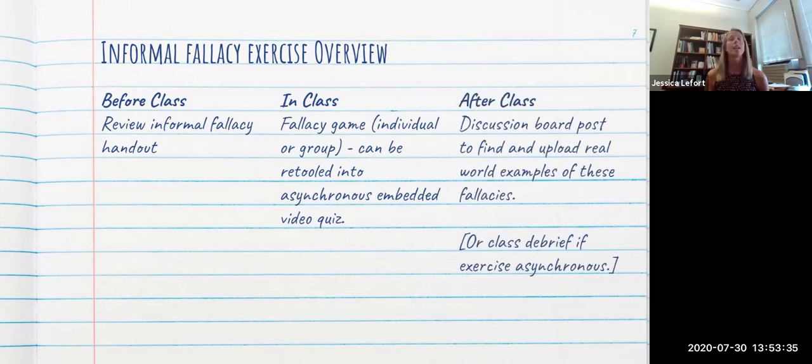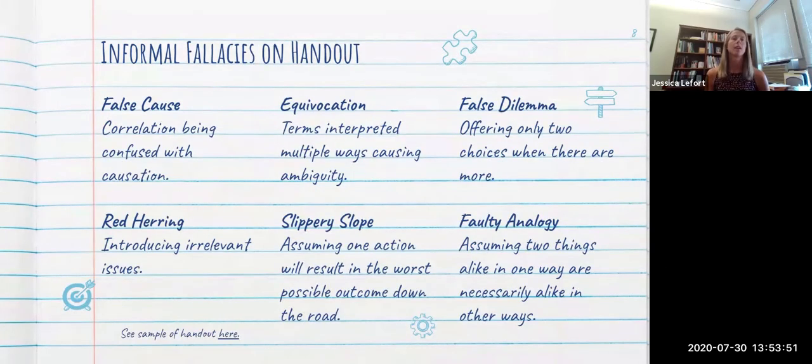After class, I like to have my students respond to a discussion board post where they get to bring in real life examples of the fallacies that we've discussed. If you were to do the in-class exercise asynchronously, you could use this time for a class debrief on that exercise. The informal fallacies that I put on my handout are the following ones: false cause, equivocation, false dilemma, red herring, slippery slope, and faulty analogy.